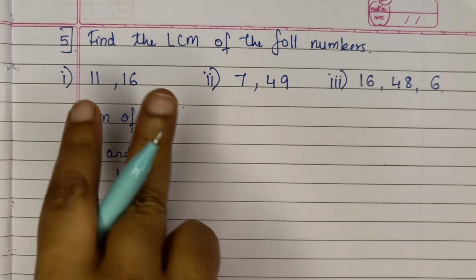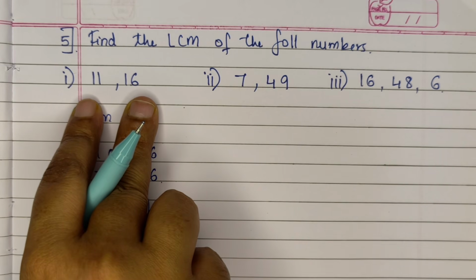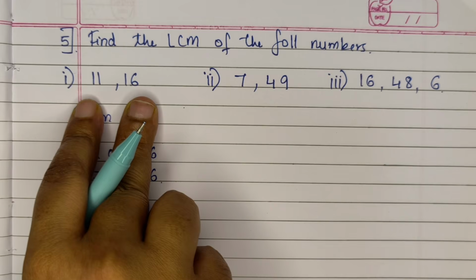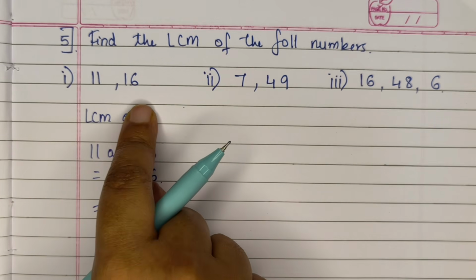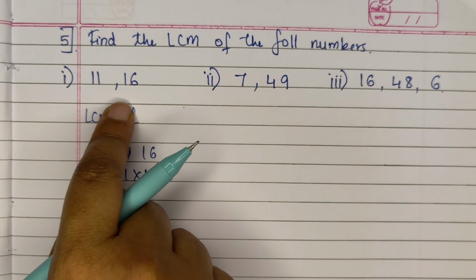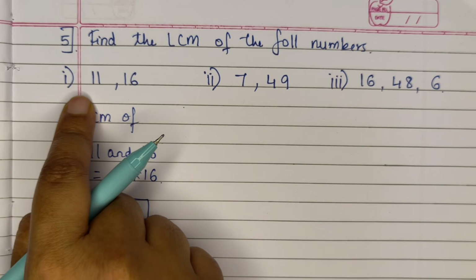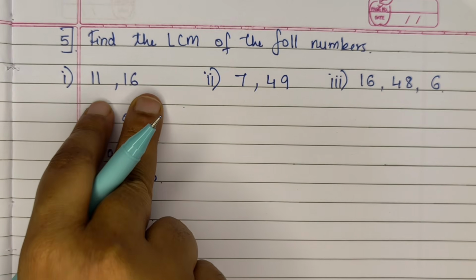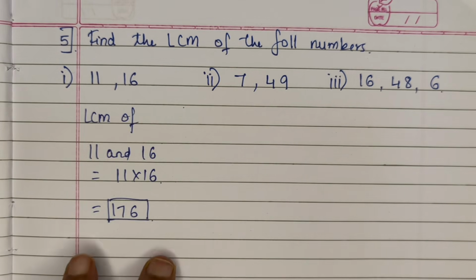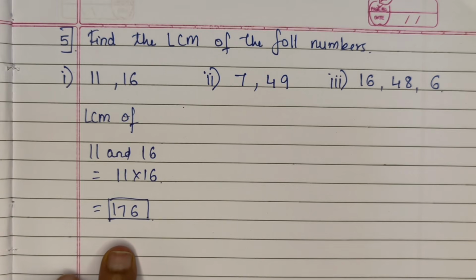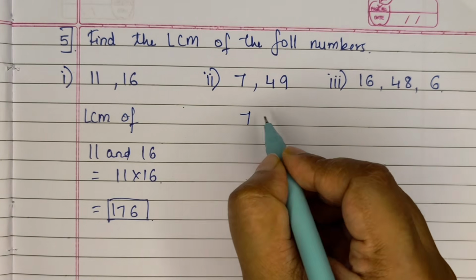176, because these two numbers are said to be co-prime numbers over here, as their common factor is 1. So when we have co-prime numbers and we have to find the LCM, we multiply. 11 is a prime number. It doesn't go in any table, so we have to directly multiply these two numbers and find the LCM. Understood this one?